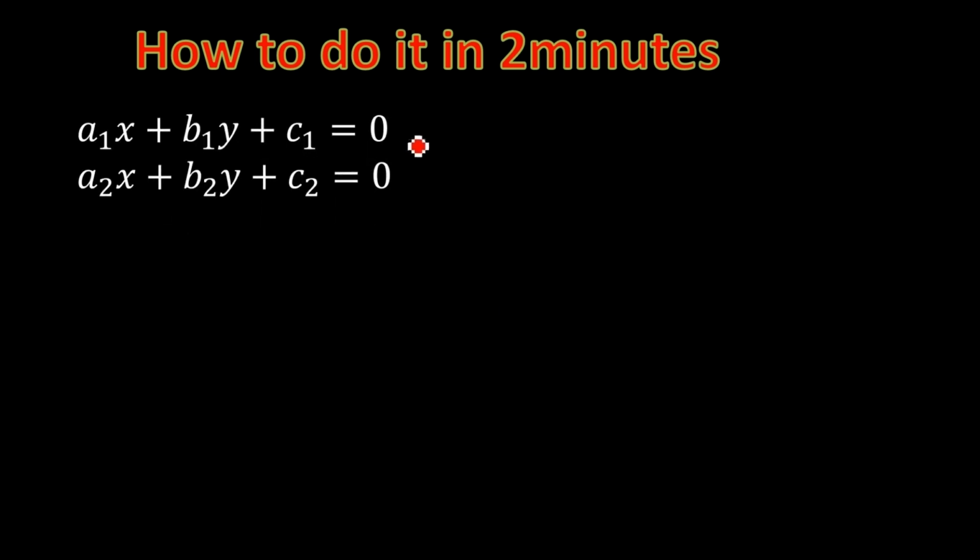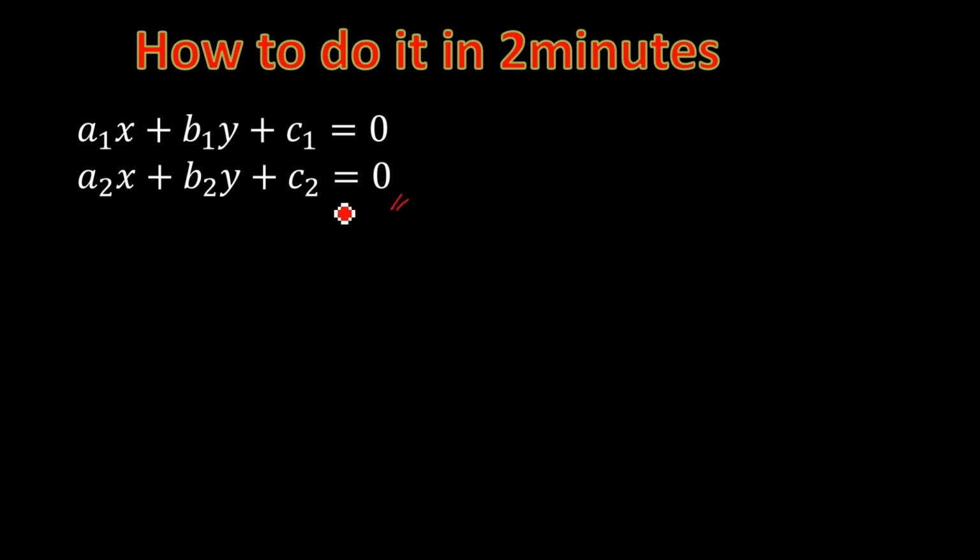Write down the two equations in this format: a1x plus b1y plus c1 is equal to 0 and a2x plus b2y plus c2 is equal to 0. After writing this format, you need to find three terms, that is d, x and y. How do you find this d, x and y?